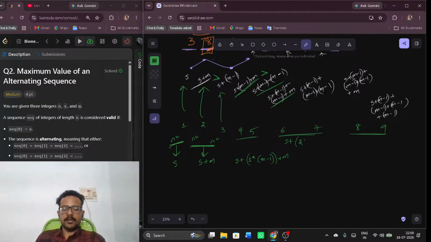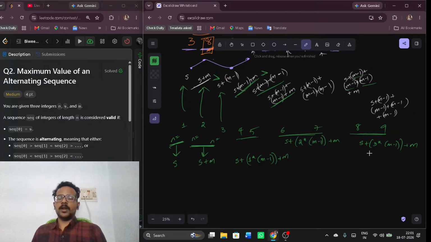When 6 and 7, I would just have 2 into m minus 1 plus m. When 8 and 9, I'm having m minus 1 for how many times? S plus 3 times m minus 1 plus m. Right? That's how I derived this formula. If I have 4 and 5, how do I get this? 4 by 2 is equal to 2, 5 by 2 is equal to 2.